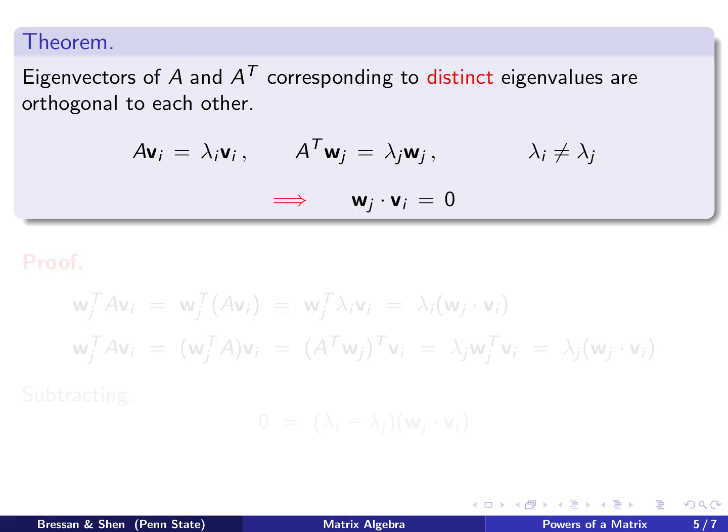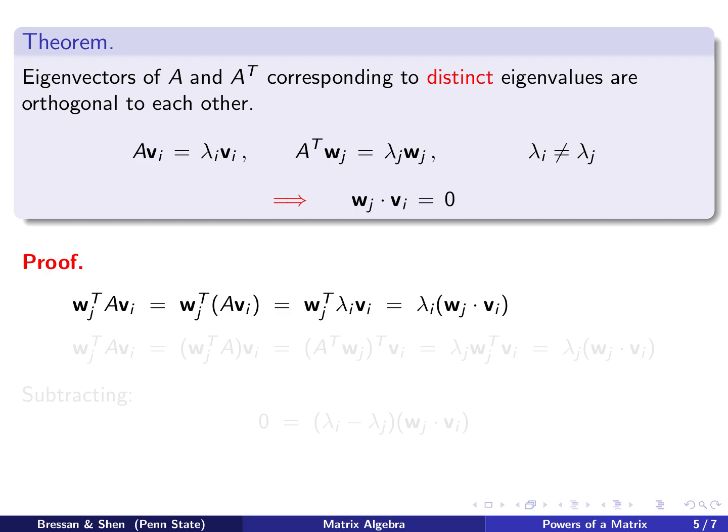for the A matrix, and then w_j and lambda_j are the eigenvalue and the eigenvector for A transpose. And then assuming now we take two distinct ones, so that i does not equal j, so lambda_i does not equal lambda_j, then in that case, the inner product of w_j with v_i will be 0. Now let's provide a proof for that.